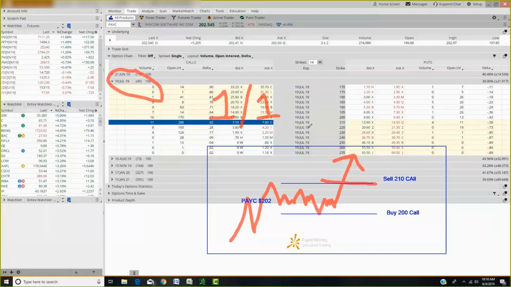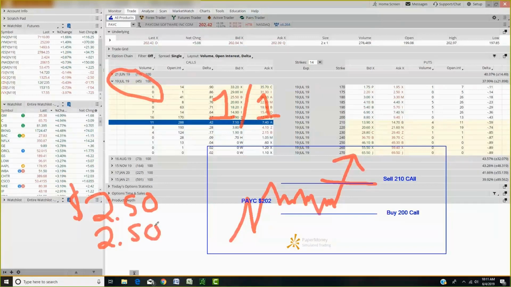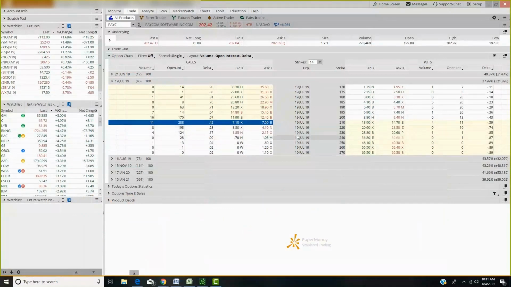Nothing less, no matter what. Which means if it costs me $2.50 to buy this spread, I will not buy it unless my reward is at least $2.50 as well. It has to be 1-to-1, no matter what. So let's see if we can get it. So I'm going to start over.